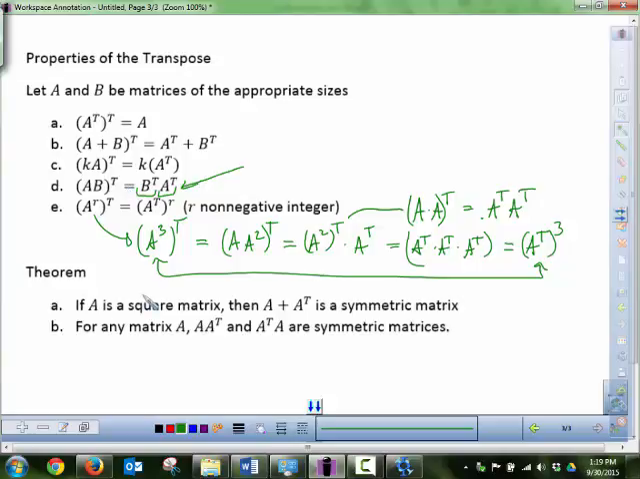A couple of theorems follow from the properties. If A is a square matrix, then A plus A transpose is a symmetric matrix. That's an interesting thing to prove. And for any matrix A, A times A transpose and A transpose times A are symmetric matrices. We defined symmetric matrices via the problems from the previous section.